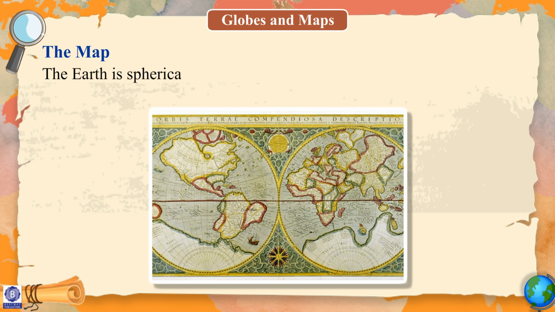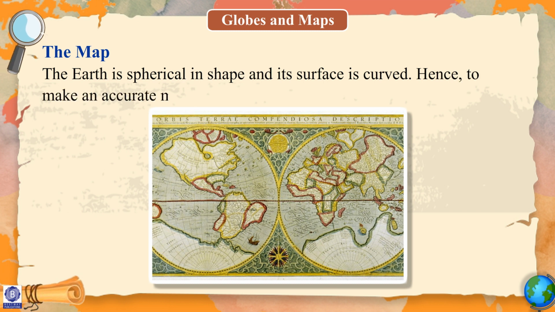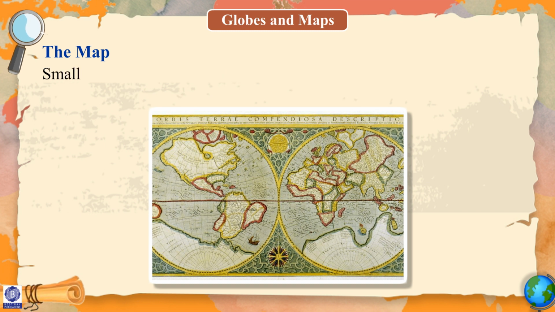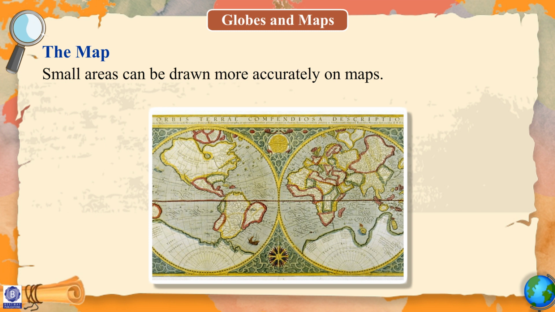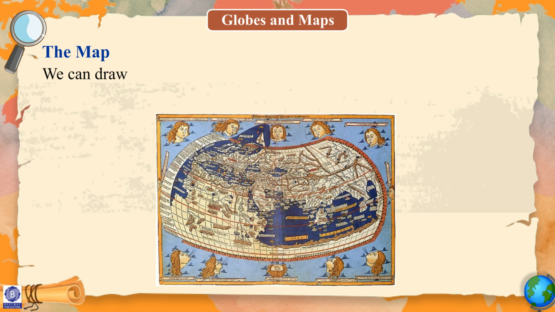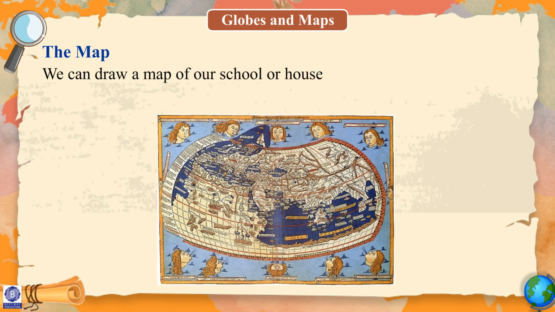The earth is spherical in shape and its surface is curved. Hence, to make an accurate map of a curved surface is not possible. Small areas can be drawn more accurately on maps. This makes maps useful. We can draw a map of our school or house and show all the details on it.